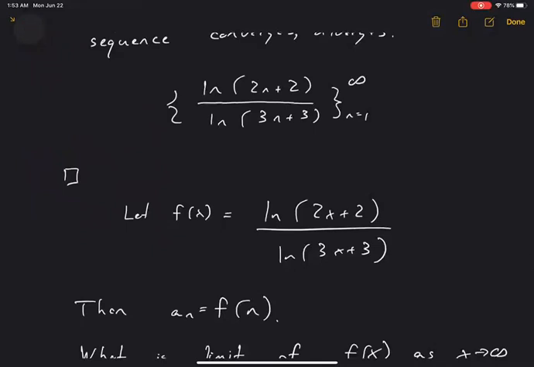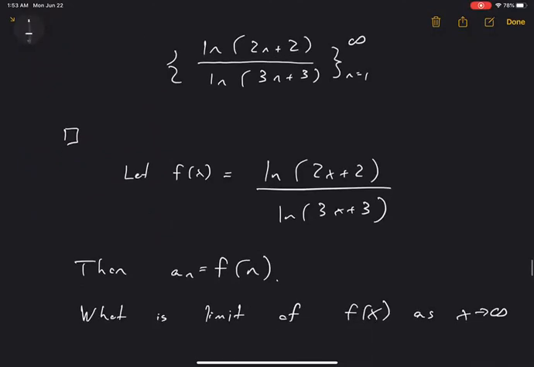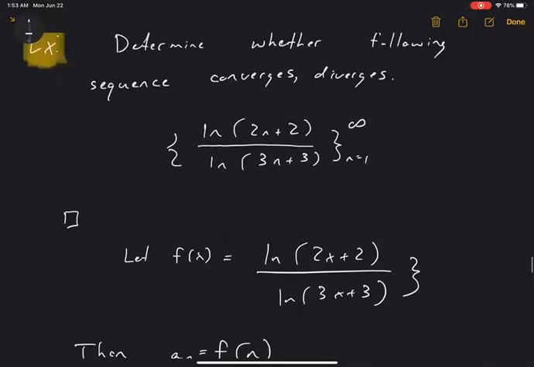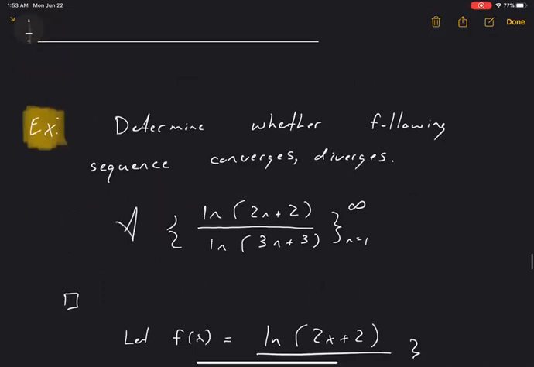Well, basically what I'm going to do is I'm just going to replace n's with x's. And I get this. Let's backtrack for a second and go back to looking at this. What do you suspect the limit of this thing is as n gets really big? Well, the limit of the top is infinity, the limit of the bottom is infinity, right? So we have this kind of infinity over infinity case.